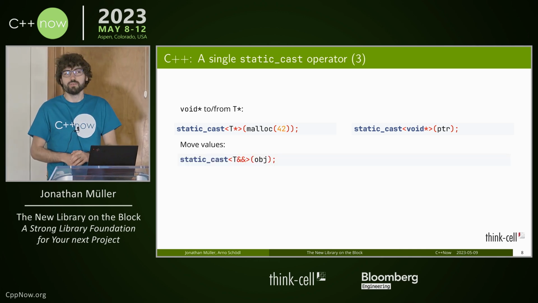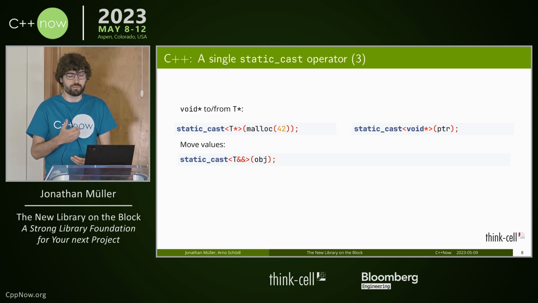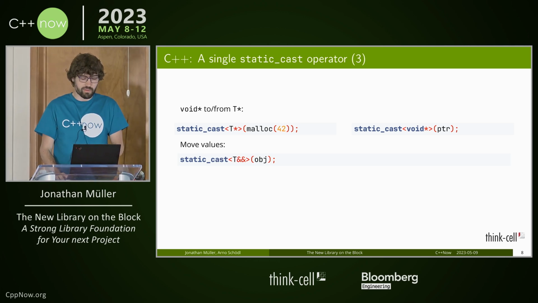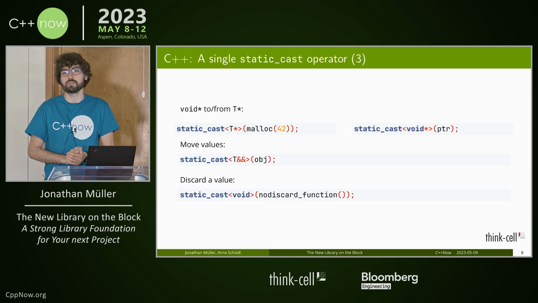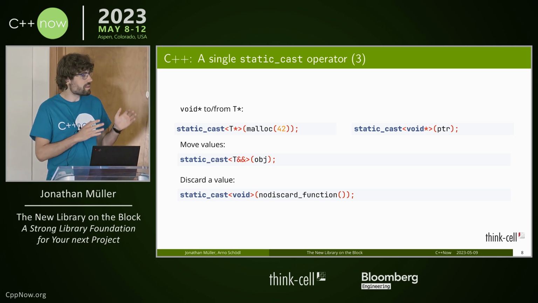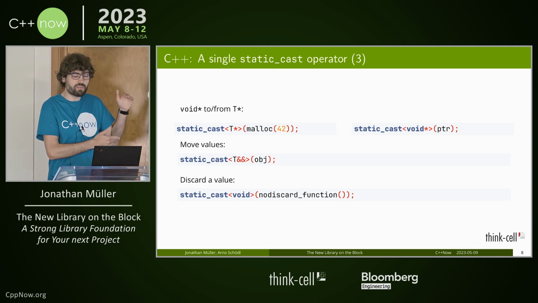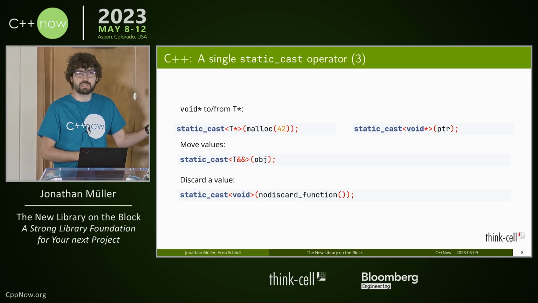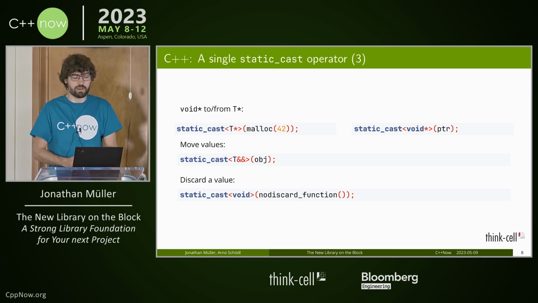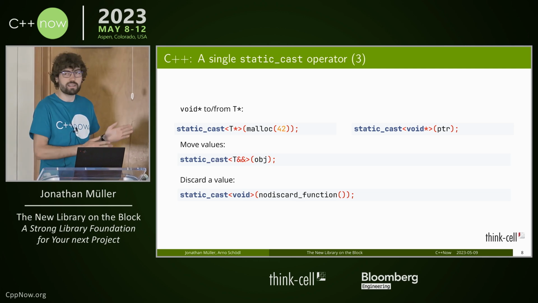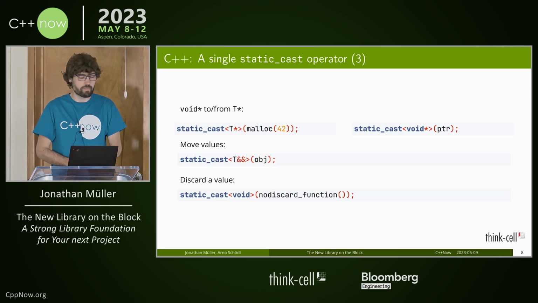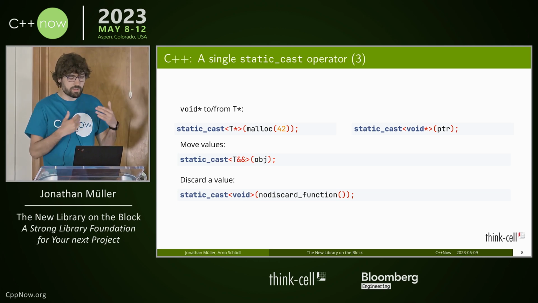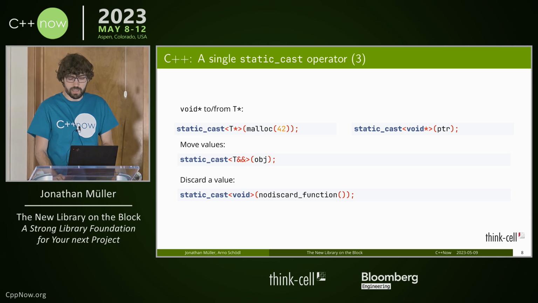You can also use it for a move. So static_cast to an rvalue reference is a move operation. And finally, if you have a nodiscard function, you can static_cast it to void to silence a warning. And some of those things have nothing in common, right? The cast to void is something completely different than a cast that can invoke arbitrary user-defined code. They're entirely different things, yet they share the same syntax. So at ThinkCell, we've split it up using our own cast operations.